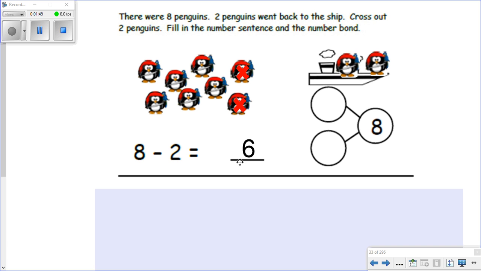And then we use those same numbers to fill in our number bond. We have the 8, that's the whole amount. So we crossed out 2, or 2 of them went over to the ship, and then 6 were left. All righty, good job. Say bye-bye, penguins.